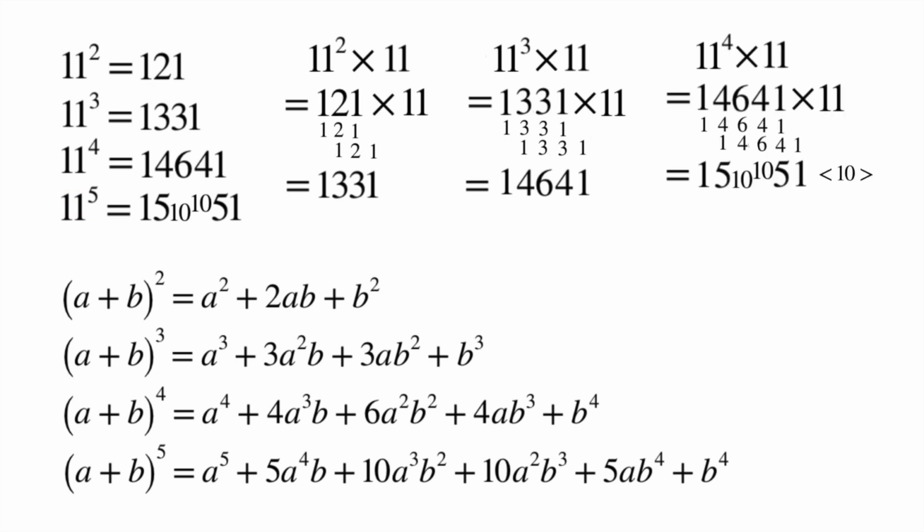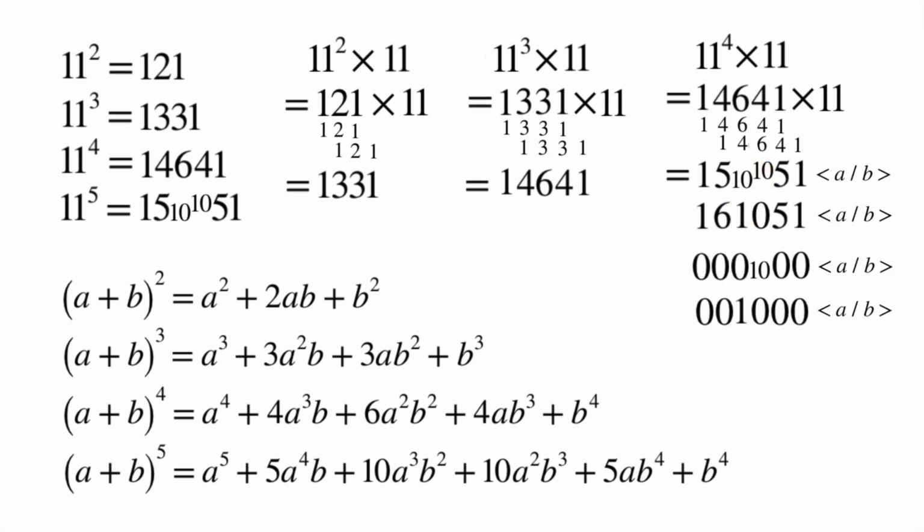In ternary, they are the same. 1000 is 1000. But in A over binary, they are different. Move on to Expo -1.